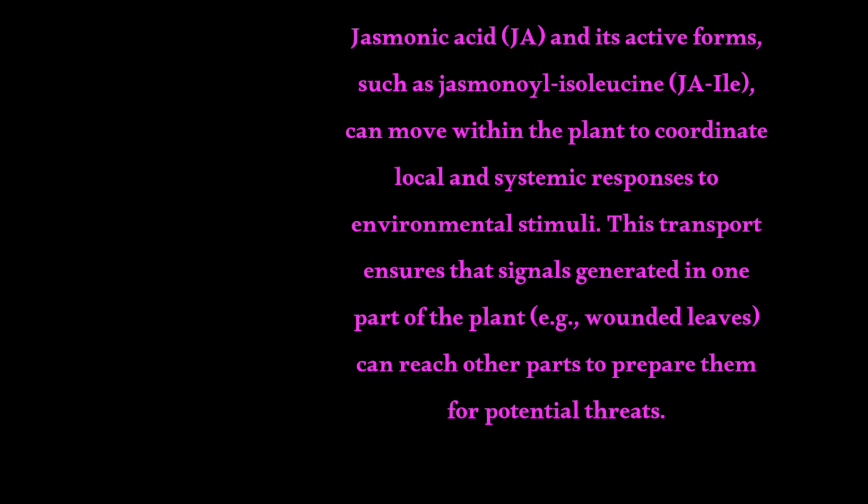Jasmonic acid and its active forms such as jasmonoyl isoleucine can move within the plant to coordinate local and systemic response to environmental stimuli. This ensures that the signal generated in one part of the plant, for example the wounded leaf, can reach other parts to prepare them for potential threat. So the mechanism of jasmonic acid transport is local transport, long distance transport, or active transport.